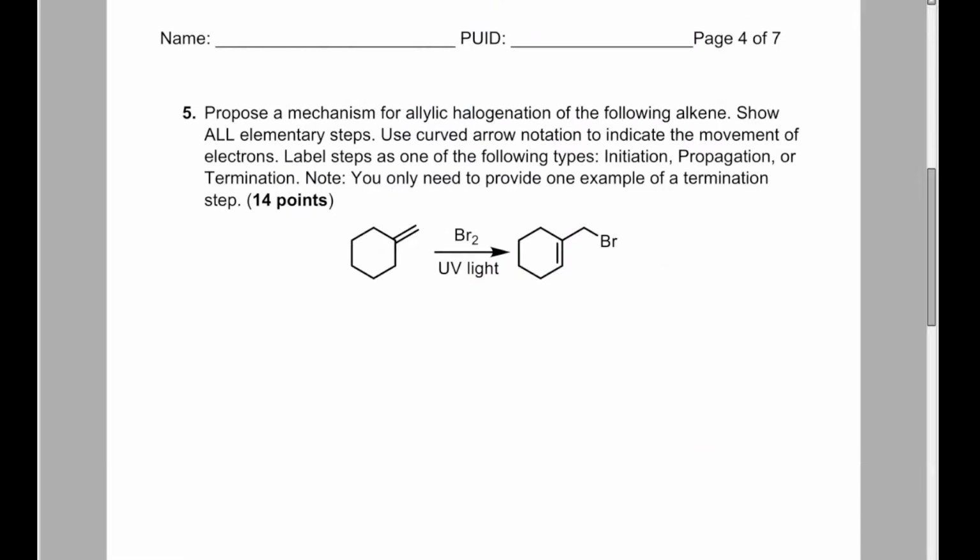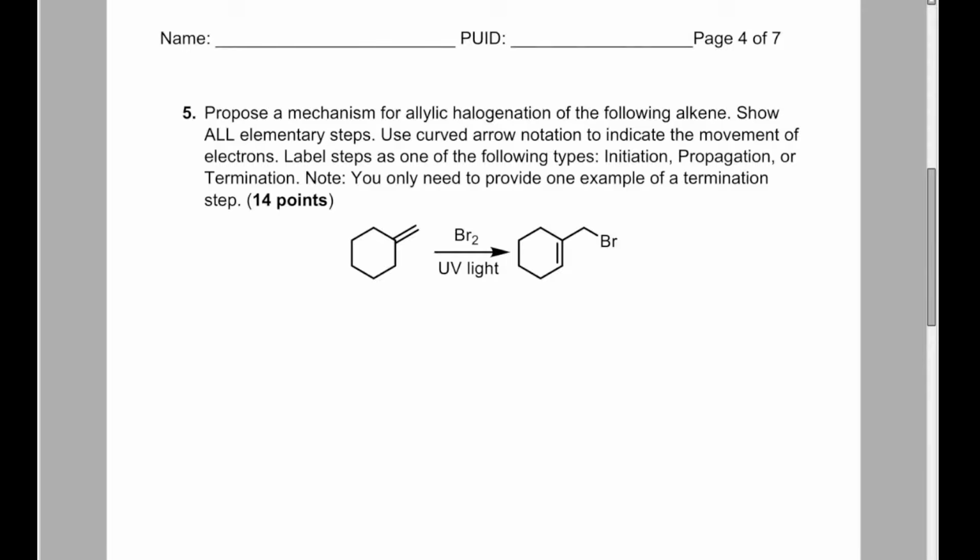5. Propose a mechanism for allylic halogenation of the following alkene. Show all elementary steps. Use curved arrow notation to indicate the movement of electrons. Label steps as one of the following types: initiation, propagation, or termination. Note, you only need to provide one example of a termination step.